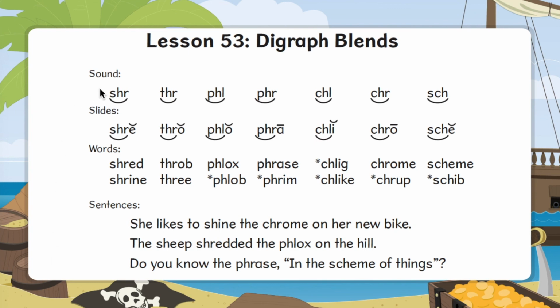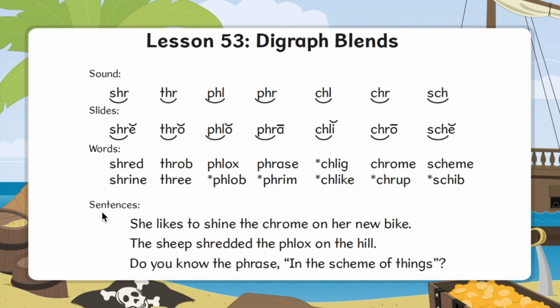We are going to read these in columns so that we can hear those sounds all put together. So we're going to start here and make sure that you are reading out loud with me while we go through these. Sure, shre, shred, shrine, thur, thraw, throb, three, full, flaw, flocks, flob, fur, fray, phrase, frim, coal, cli, clig, clike, cur, crow, chrome, crup, ska, ske, scheme, skib.